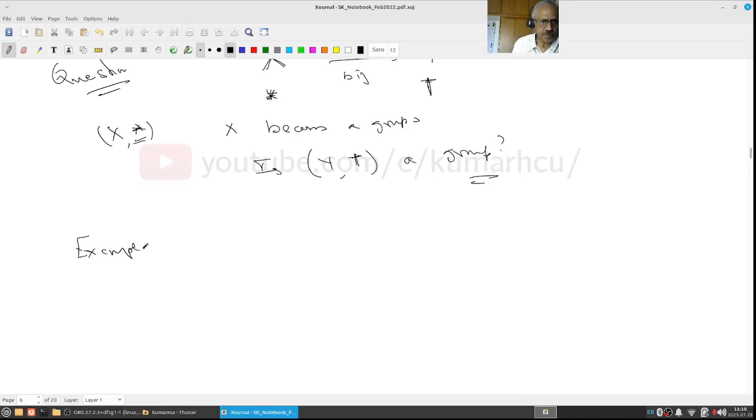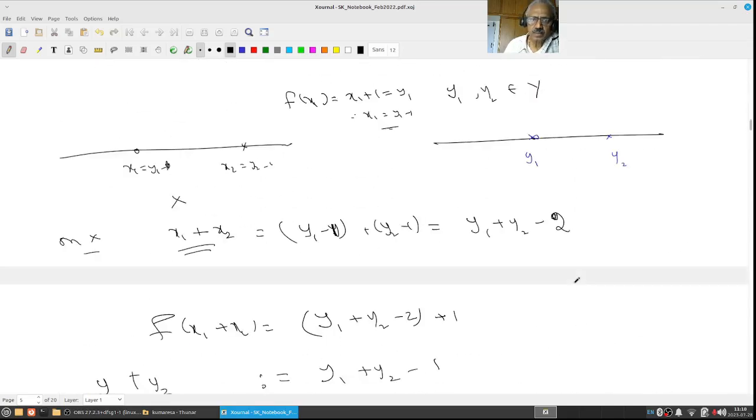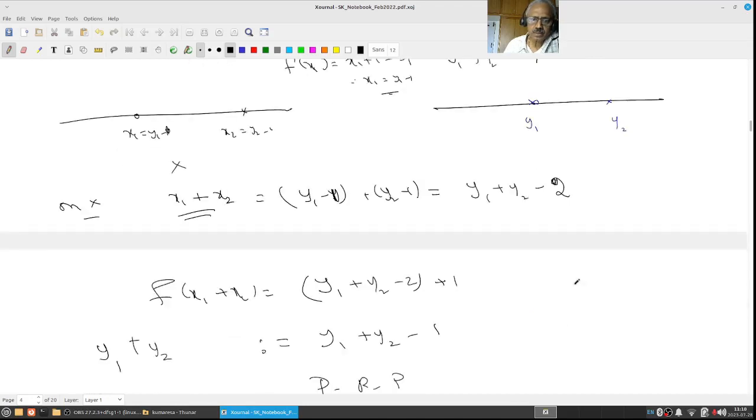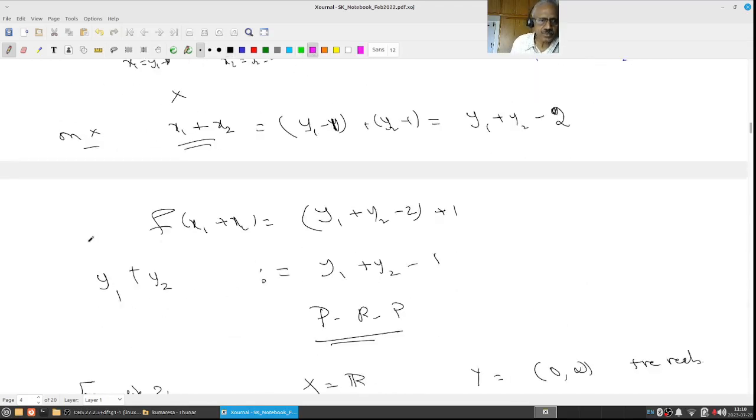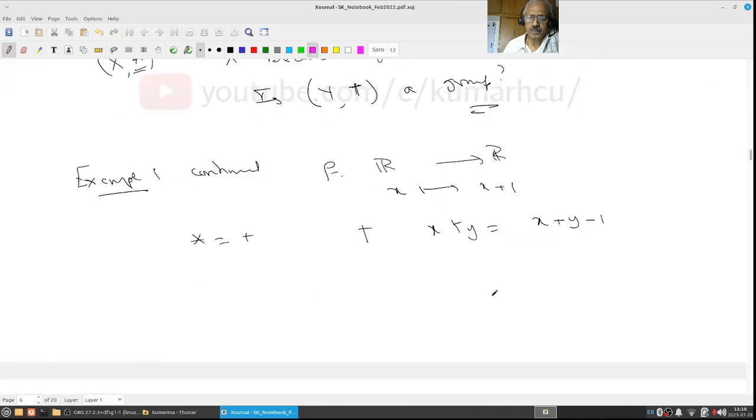Example 1 continued. I have f from R to R. The map is x going to x plus 1. And therefore we saw the star is nothing other than usual addition, and the dagger, that is x dagger y, is x plus y minus 1. I hope I am correct. Let me just check. Yeah, this is the one. Let me put it down so that I immediately spot it in future. So maybe I will write it as y1 dagger y2 equal to y1 plus y2 minus 1.